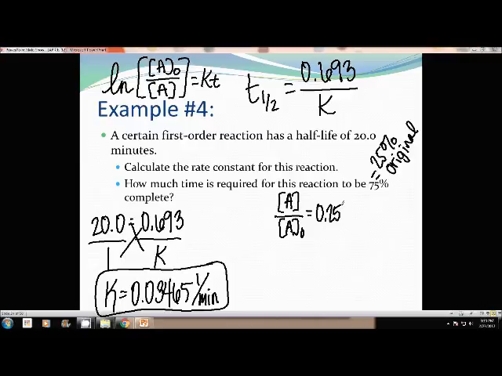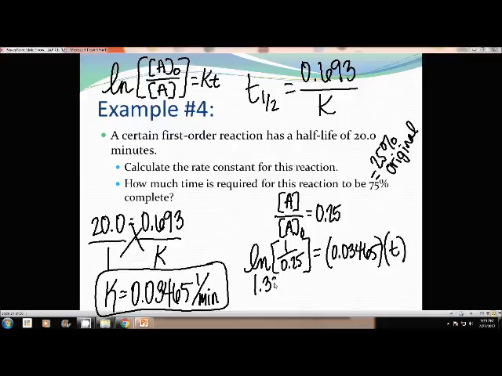So we're going to take the inverse of this in that equation to solve for t, where we have the natural log of 1 over 0.25 is equal to our rate constant we just solved for, 0.03465, times our time, which is what we're trying to solve for, times t. Okay, well when I took the natural log of that, I got 1.386 is equal to our rate constant times time.